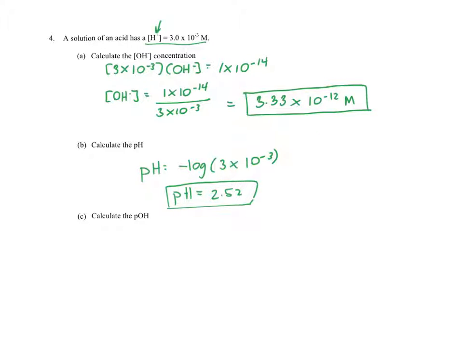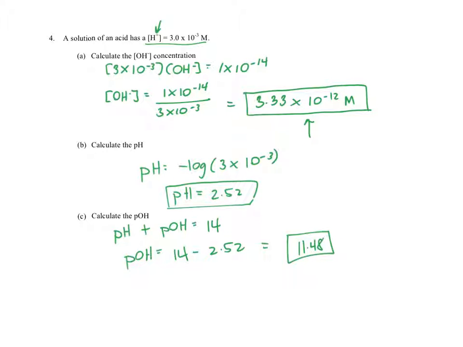Okay, now for this last one, you actually have a couple options to calculate the pOH. You have the OH minus concentration that you just calculated here, so you could do the negative log of that to get the pOH, or remember that pH plus pOH should equal 14. So if you do the pOH equals 14 minus the pH we just calculated, you should get a pOH of 11.48. Doesn't really matter which one you chose, I just chose that one because I find that easier.